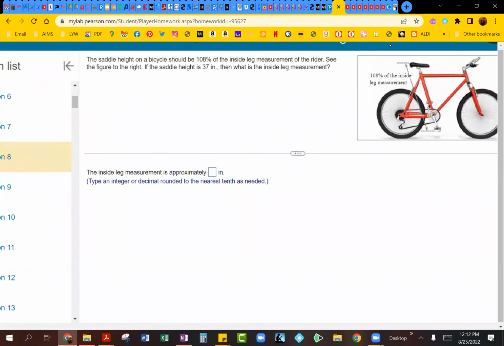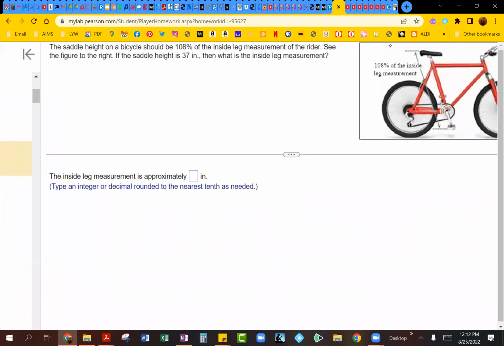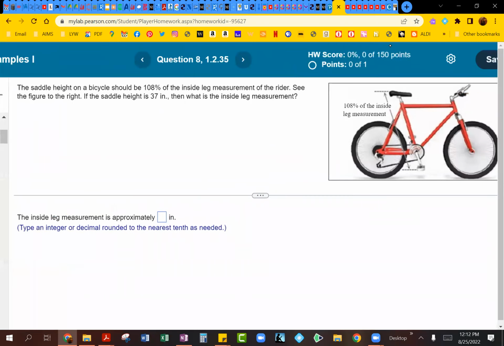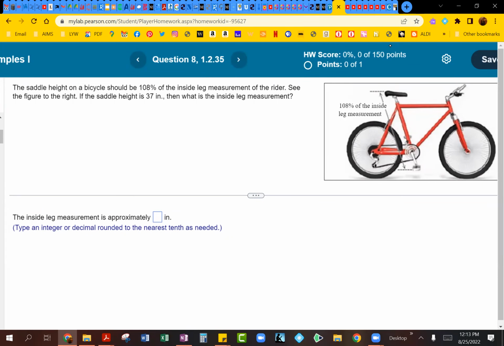Leg measurement, so that's that distance we're talking about here. If the saddle height is 37 inches, then what is going to be the inside leg measurement? Of course, as you can see, there's no equation here. We have to come up with our equation. So how can we come up with that equation here? The saddle height on a bicycle is 108% of the inside leg measurement. That's where you're going to find that equation.